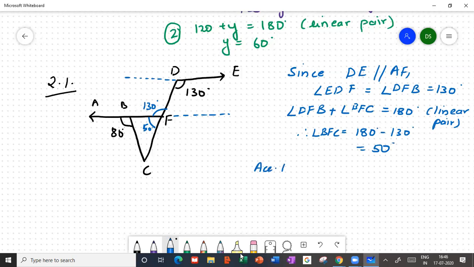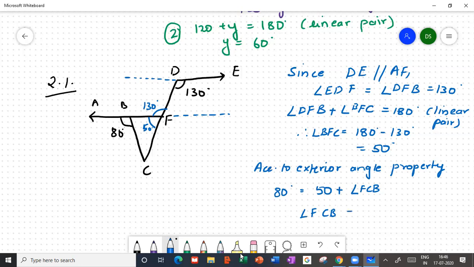Then according to the exterior angle property, 80 is equal to 50 plus angle FCB. So angle FCB is equal to... cool.